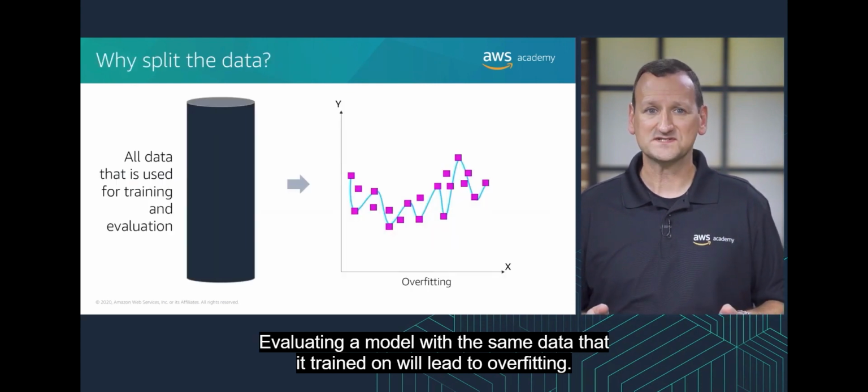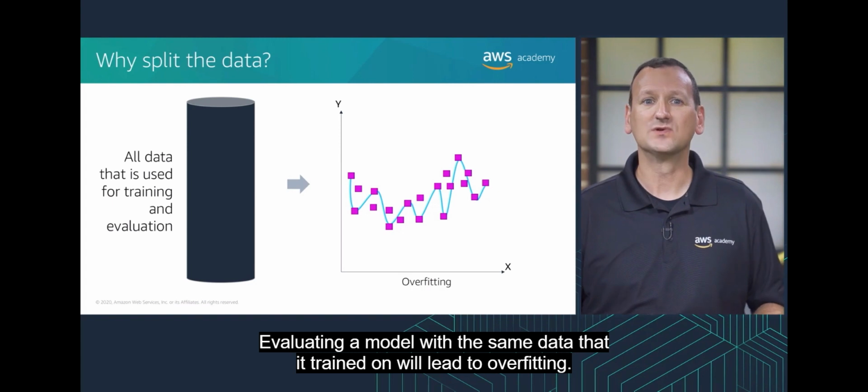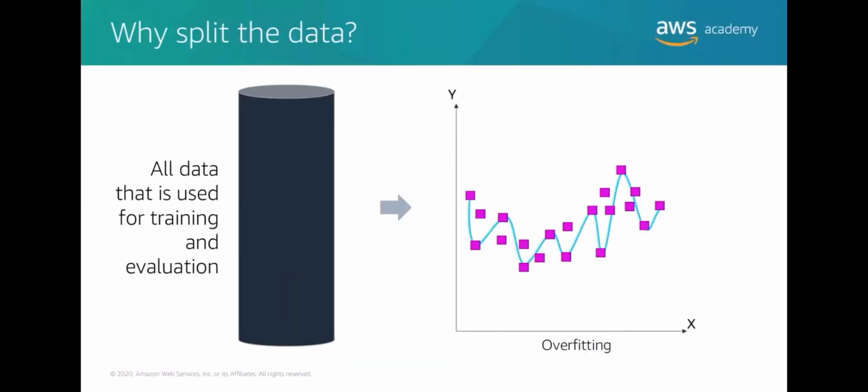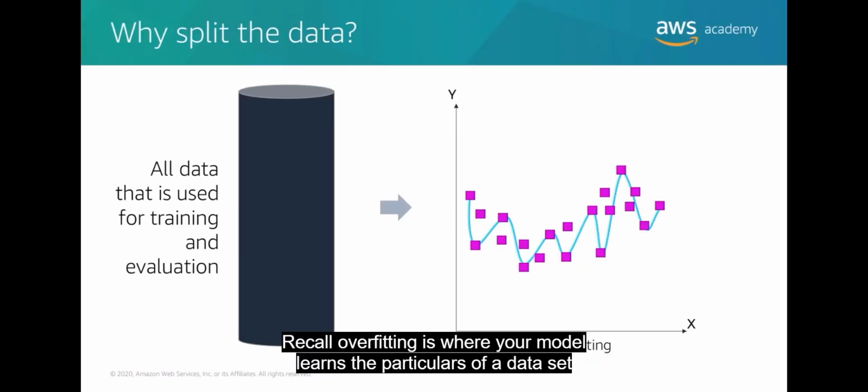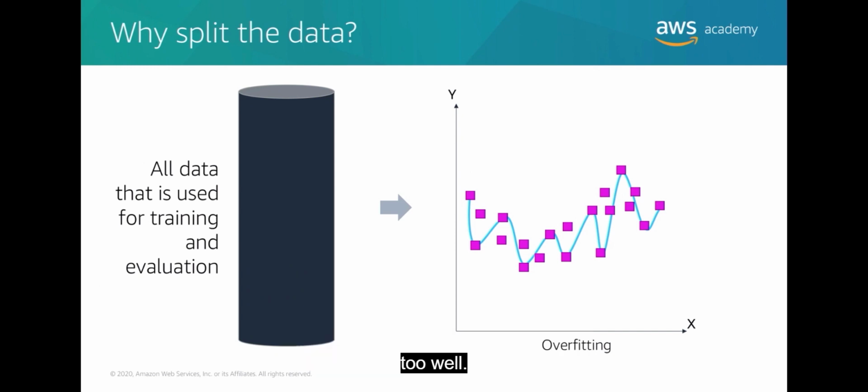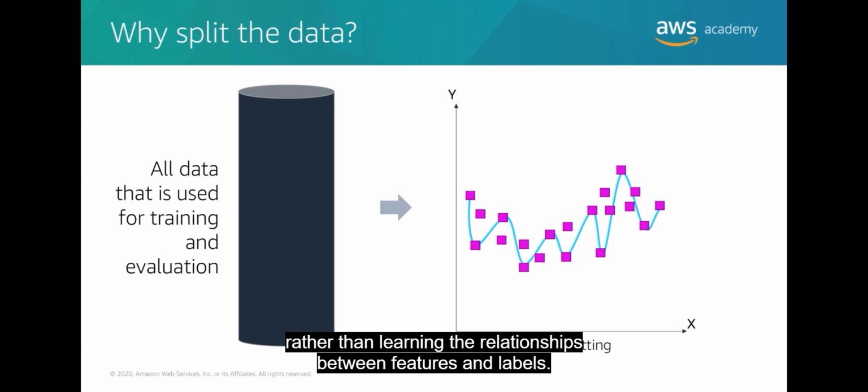Evaluating a model with the same data that it trained on will lead to overfitting. Recall, overfitting is where your model learns the particulars of a dataset too well. It's essentially memorizing the training data, rather than learning the relationships between features and labels. This means the model isn't learning from those relationships and patterns to apply them to new data in the future.